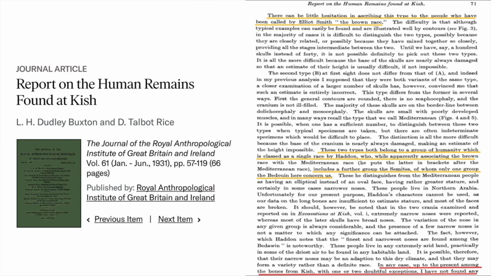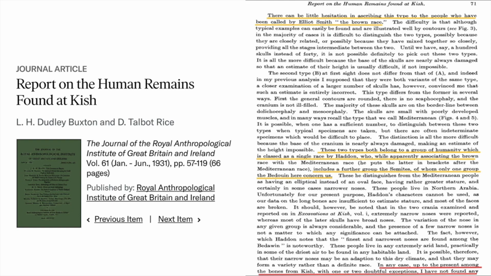And so, furthermore, the book continues to say there can be little hesitation in describing this type as belonging to the people who have been called by Elliot Smith the brown race. These two types both belong to a group of humanity which is classed as a single race by Haddon, who apparently associating the brown race includes a further group, the Semites, of whom only one group, the Bedouins, here concern us.